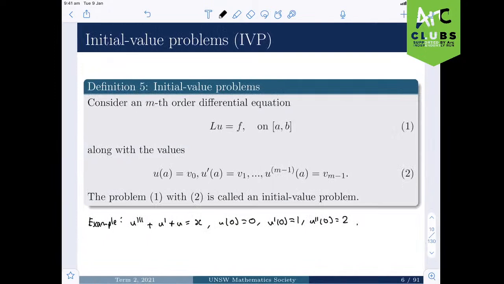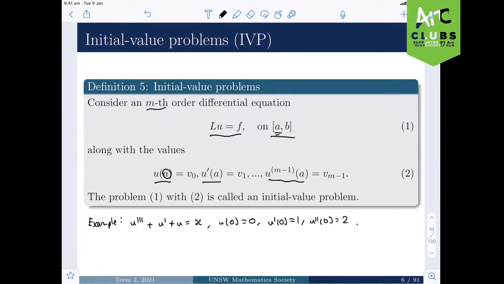Okay, so another definition. These are called initial value problems. Consider an mth order differential equation, so the highest derivative of u is m. Lu equals f on this interval, a to b, along with these values: the value of u at a, the value of u dash at a, all the way up to the value at a of the (m minus 1)th derivative of u. So in total we have m initial values because we get values at the starting point of the interval.